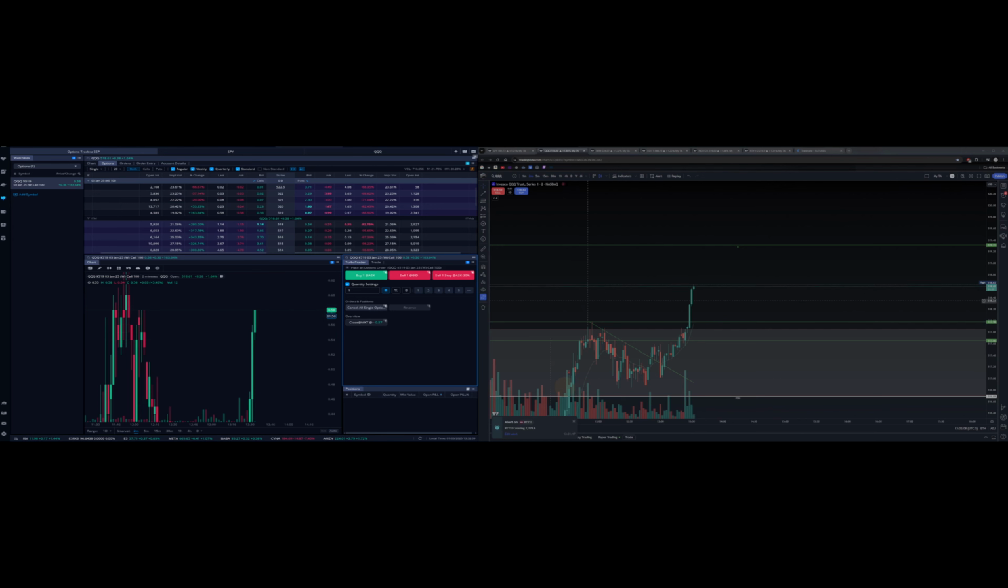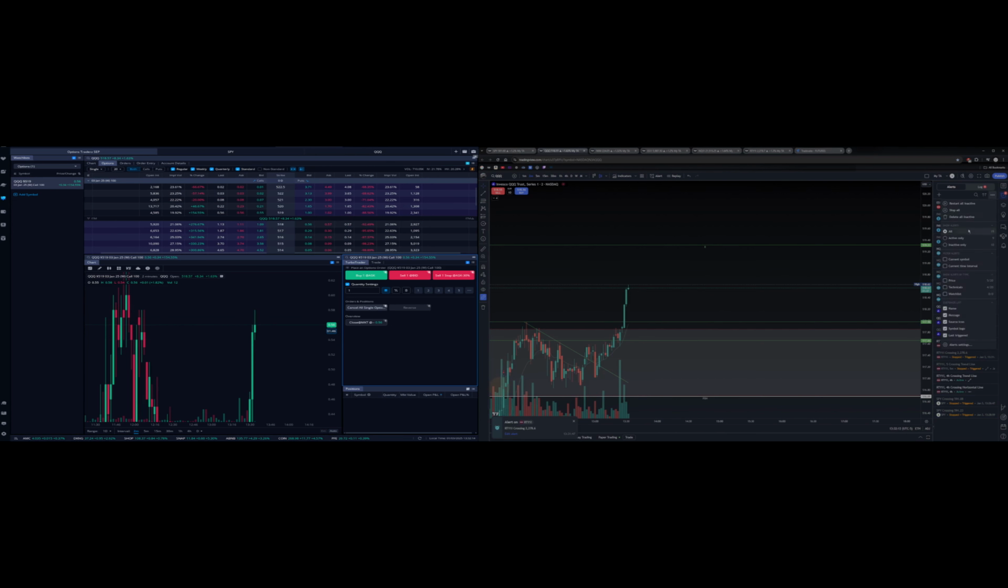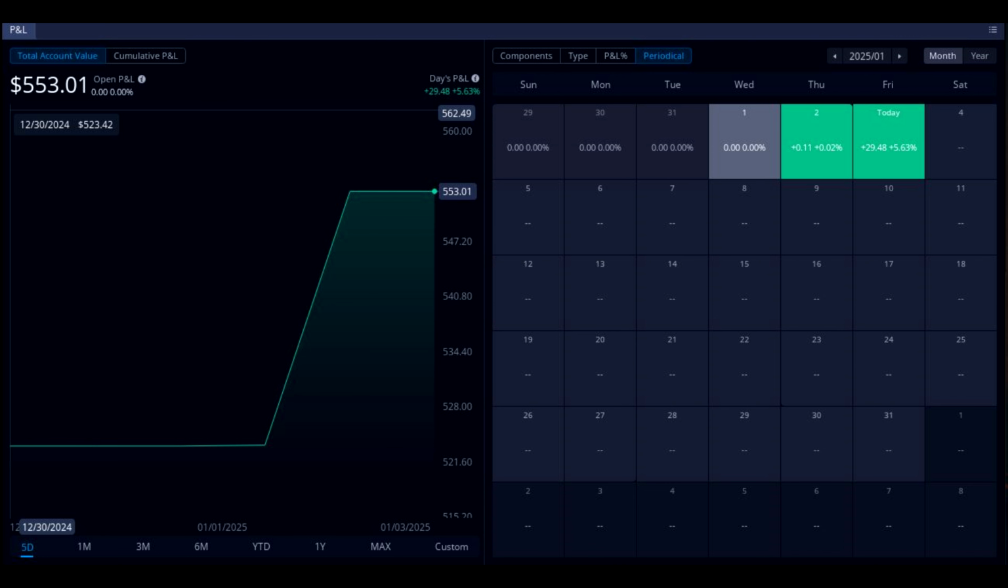Took my first con out about 20%, making about 30 on the day with a $500 account. Not the best day to trade, but sometimes you have to be patient on the entries and wait for the chart to show you when to enter.